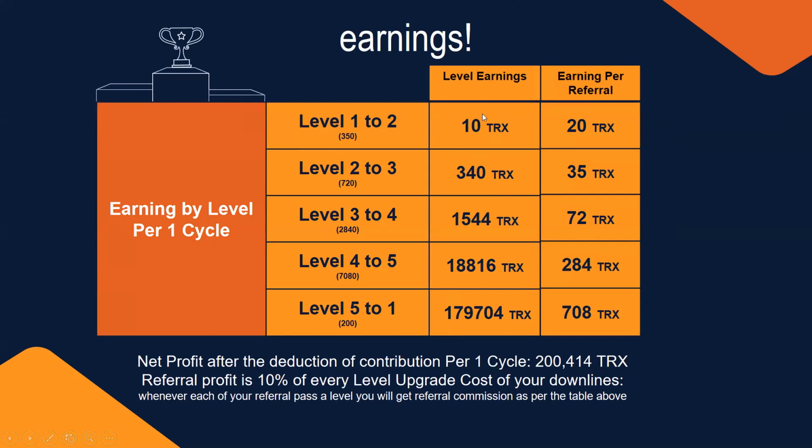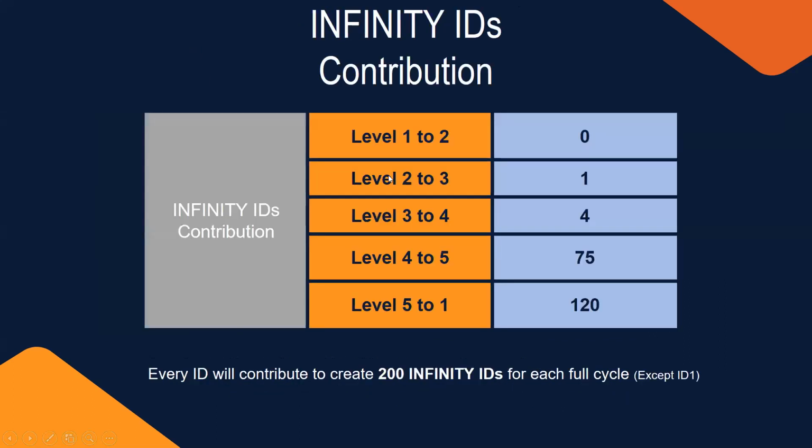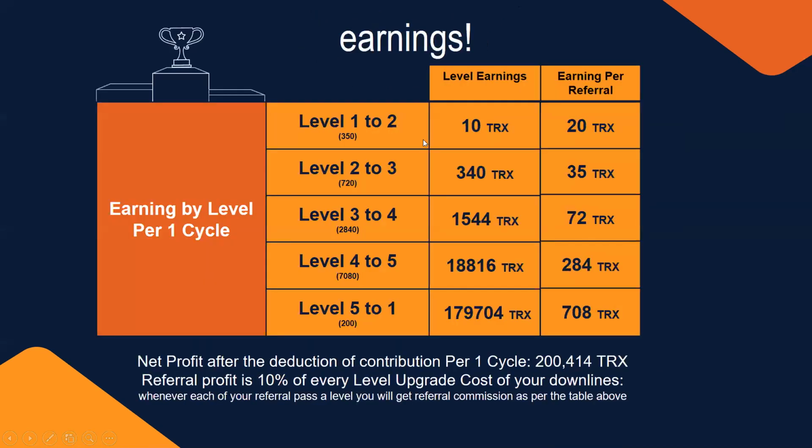10 trons from level 1 to 2. That's why we put the contribution here as 0, because the incomes are low. From level 2 to 3, 340. From level 3 to 4, 1544. From level 4 to 5, 18,816. From level 5 to 1, 179,704 trons of income, which makes a total of 200,414 trons, worth 12,400 or 500 US dollars.